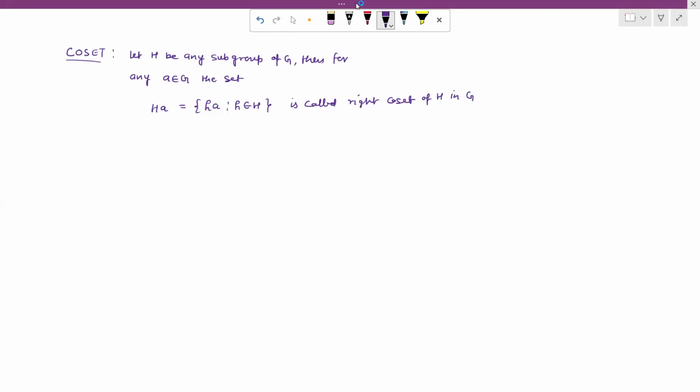Because H is a subgroup of G, G also is a group. So we write this as aH, which is equal to ah such that h belongs to H. So this is called the left coset of H in G.